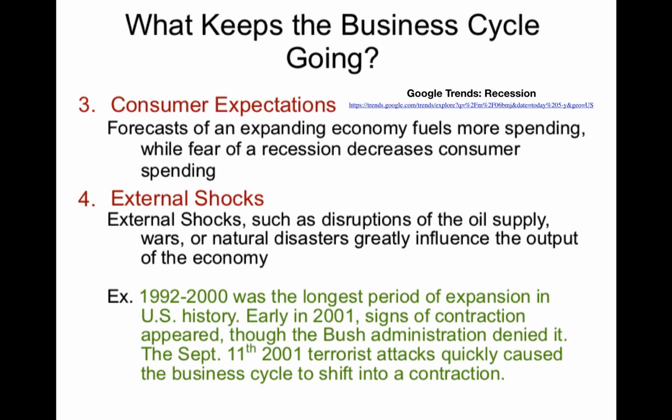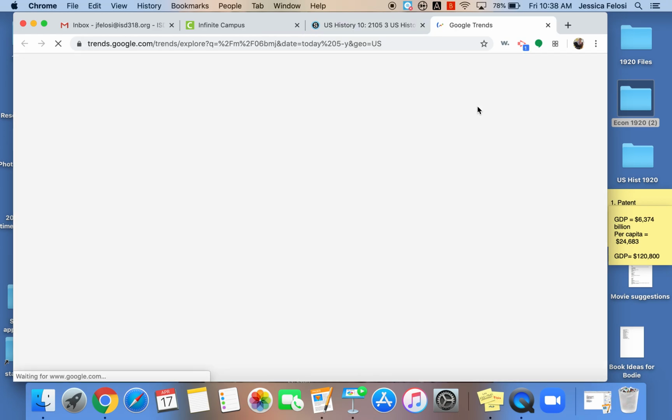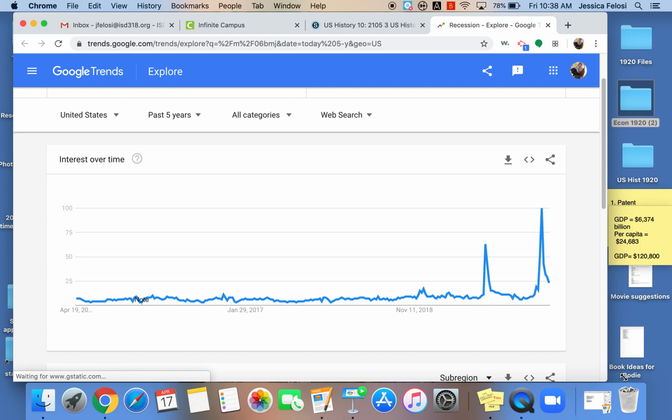The third thing that keeps the business cycle going is expectations. Our ideas, our thoughts and feelings about how the economy is doing can actually affect how the economy is doing. And I wanted to show you this interesting thing Google has done, looking at trends. So how many times are people using the word recession, for example? This shows your interest over time in a recession.